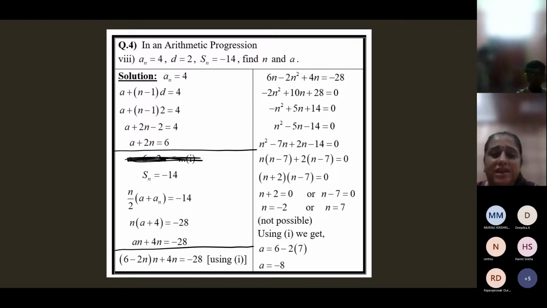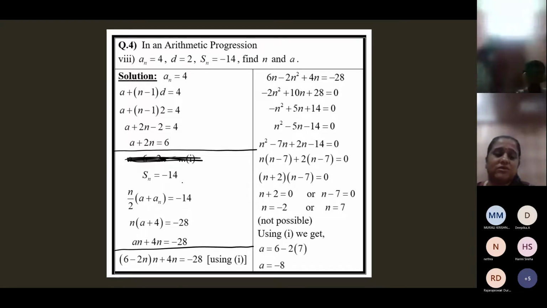At this point, we realize that in this one equation, we have two unknowns, a and n. So you cannot solve this further and find the value of a and n. So we stop there. Then we take up the other information.